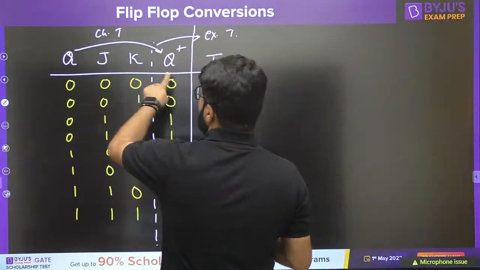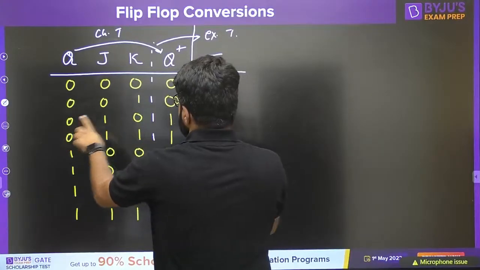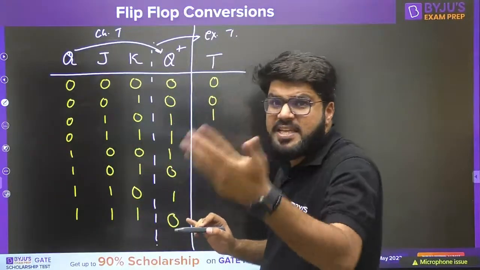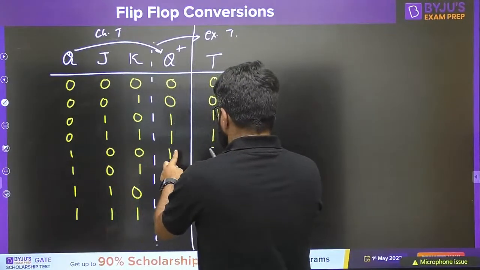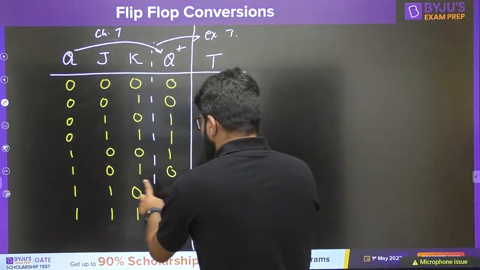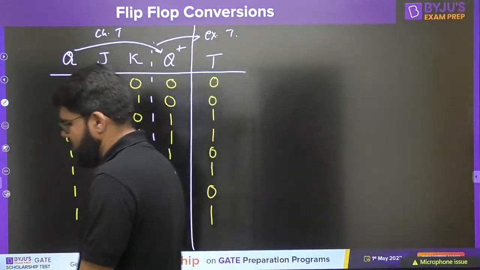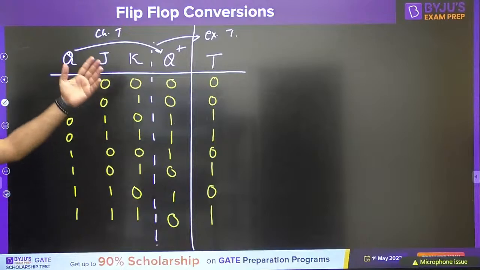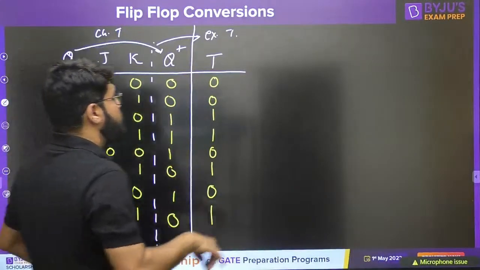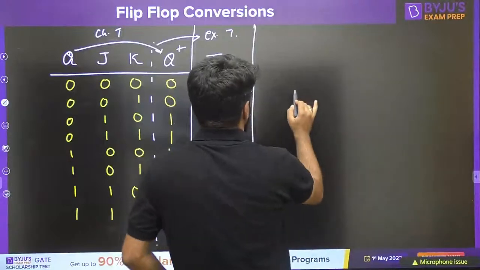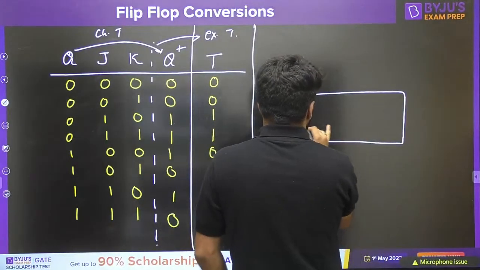Everybody carefully. 0 to 0, same, meaning T is 0. 0 to 0, same. 0 to 1, toggle. Whenever I say toggle, just keep writing 1. 0 to 1, toggle. 1 to 1, same. 1 to 0, toggle. 1 to 1, same. 1 to 0, toggle. That's it. Now write down, it's a 3 variable function, T as a function of Q, J, K. So we have to now design a 3 variable K map.